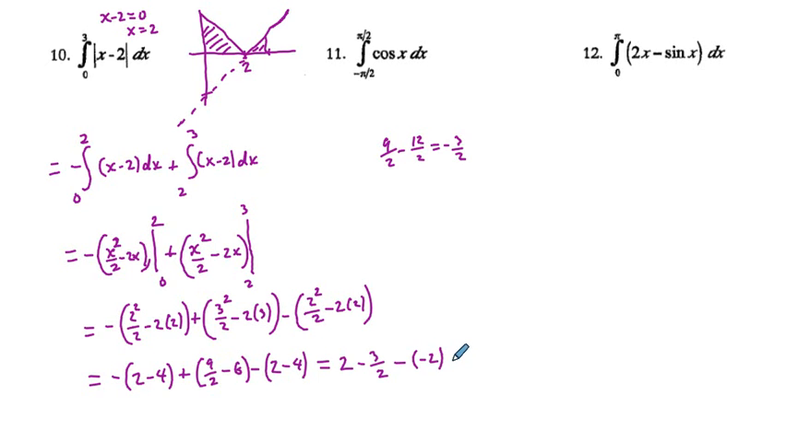And so that's going to be equal to, just working to the right here, 4 halves minus 3 halves plus 4 halves. So for this, we're going to get 5 halves as our answer.